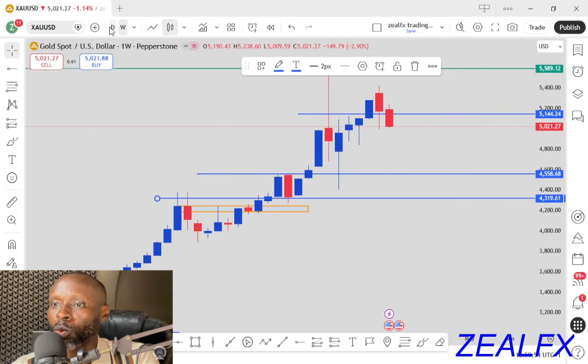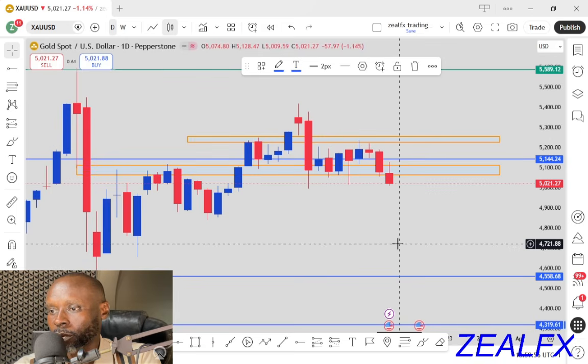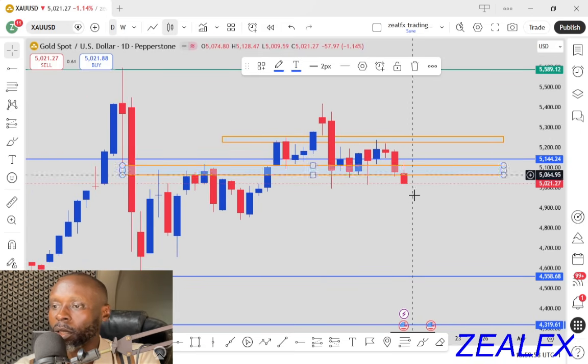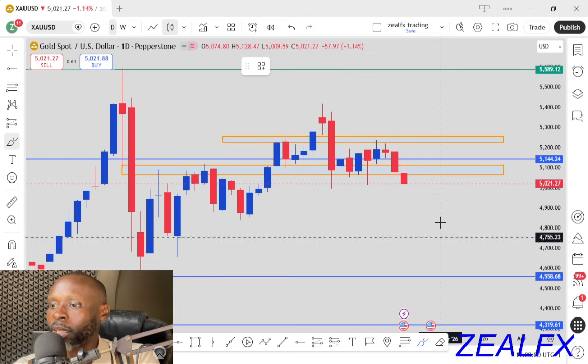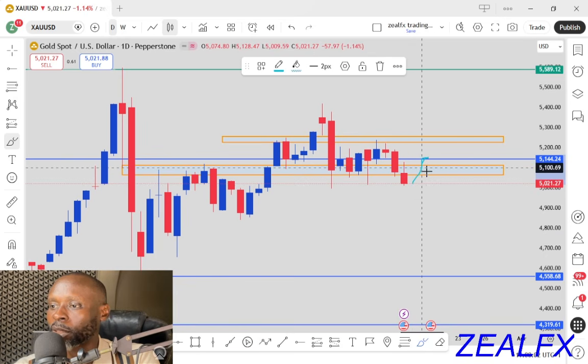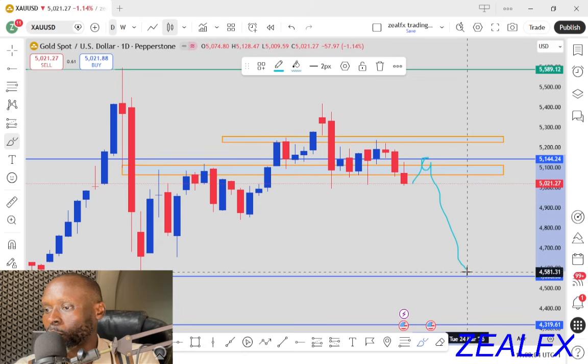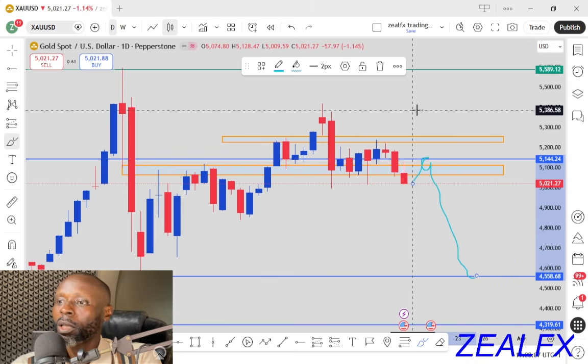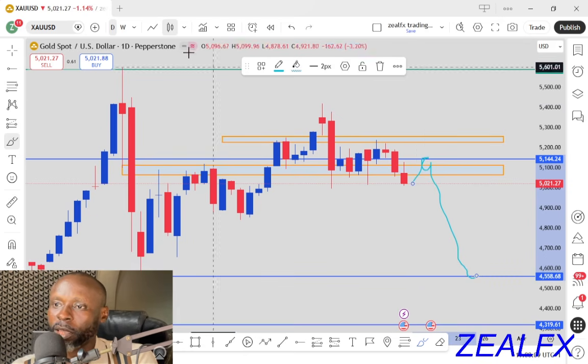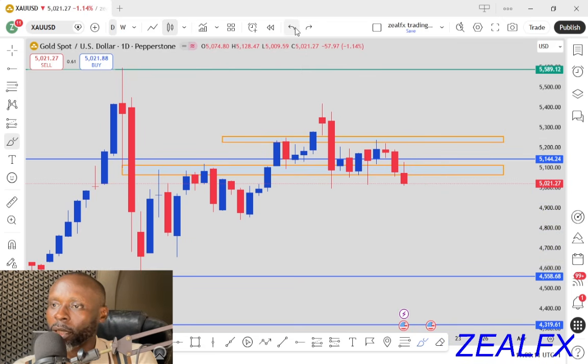So let's go back to the daily chart. This week we have to look for more of the selling opportunity, where we expect price to retest these areas. Then we can start looking for selling opportunity to this level. So this week we have to look for the selling opportunity on the gold USD.